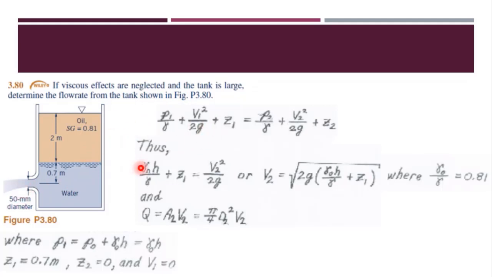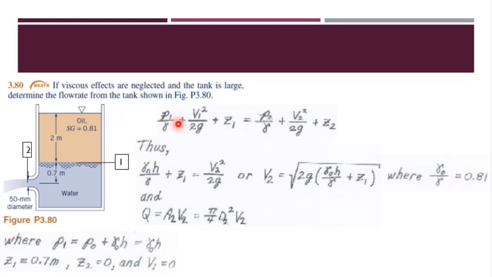So we will take 2 points, points 1 and 2. We will take point 1 to be just at the surface of the oil, and point 2 to be at the exit of this pipe, which has a diameter of 50 millimeters. We'll write Bernoulli equation between these 2 points.